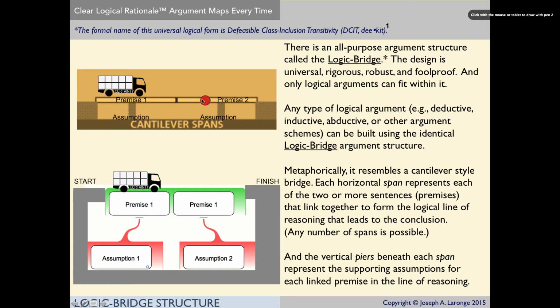Here's premise 2, or the other span in this cantilever, and that's how it would look in Rationale software as the second premise for your reasoning. And these vertical piers that help provide support to the premises beneath each span represent the supporting assumptions for each linked premise in the line of reasoning. Each premise can have one or more assumptions that support the existence, the truth, of that premise.